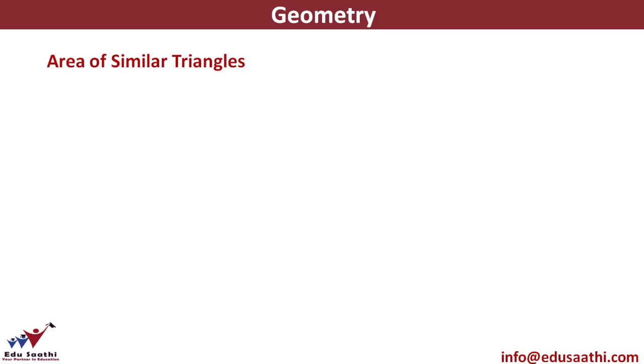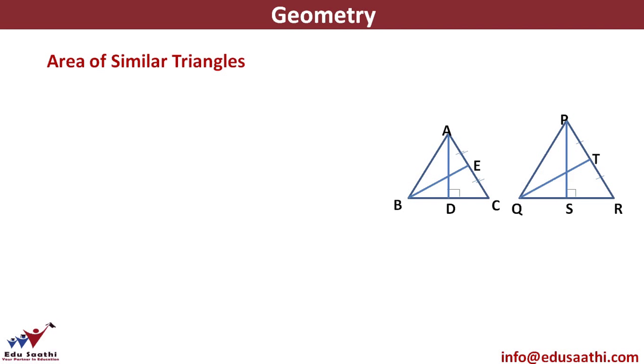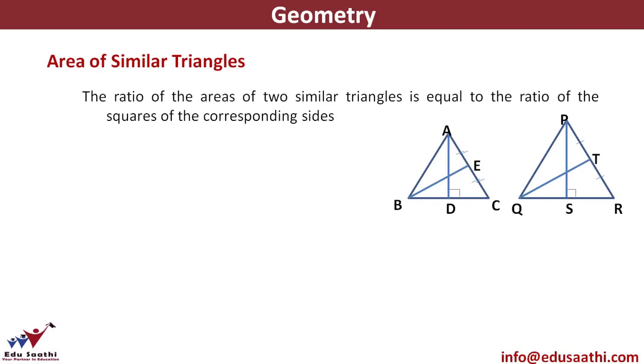What happens if the two triangles are similar? If the two triangles are similar, their areas are not equal. I think this is very evident because they are not of the same size. If they are not of the same size, how can their areas be equal? However, you can always find out the ratio of their areas. The ratio of areas of two similar triangles is equal to the square of the ratio of their corresponding sides.